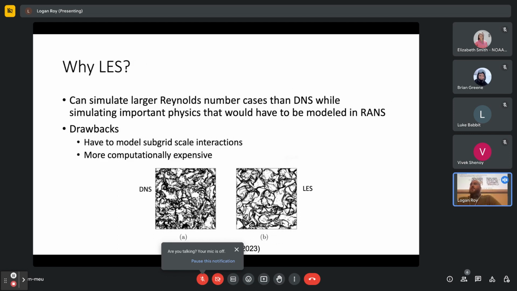Question: why are we focusing on LES rather than just RANS or DNS? It is well suited for us. LES being the middle path between RANS and DNS, you get a bit of the best of both worlds. You can do a fairly large number of cases and larger simulation domains, which can be important if you're interested in phenomena that require these larger domains. You also get some of the important physics that you can simulate rather than model, unlike in RANS. But just like it's the best of both worlds, it's the worst of both worlds. We do have to model some physics, depending on the subgrid scale interactions, and we do have to model those in LES. And it is more computationally expensive than RANS.